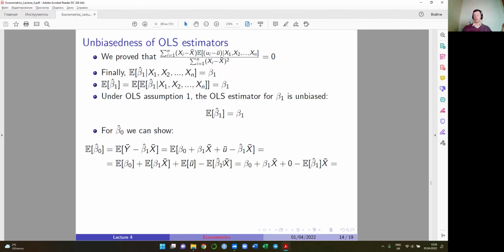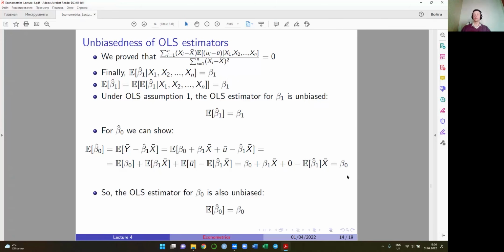Expectation of u bar is 0, again, if I believe that assumption 1 holds. And here it's going to be the expectation of beta 1 hat multiplied by x bar. And what is the expectation of beta 1 hat? I know that this is beta 1, so I plug it there, and finally I have beta 0. So this is why assumption 1 is crucial, because it gives us a way to prove that both beta 1 hat and beta 0 hat are unbiased.